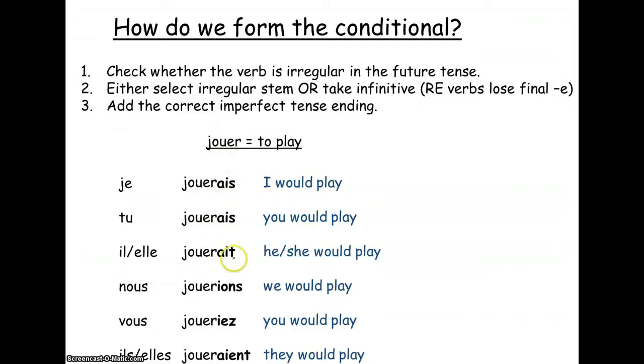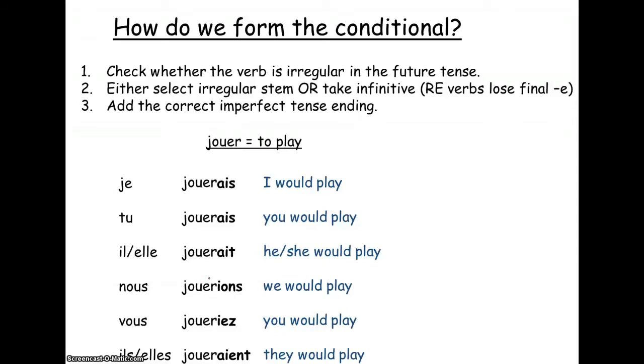E, and e. It's only the ion and the ie that are pronounced differently. So don't be tempted to try and make je jouerais sound different from je jouerai, because they should sound exactly the same. I would play, they would play. Right, that's all there is to it. If you can follow that, you can put any verb in the conditional form, in the conditional mood.